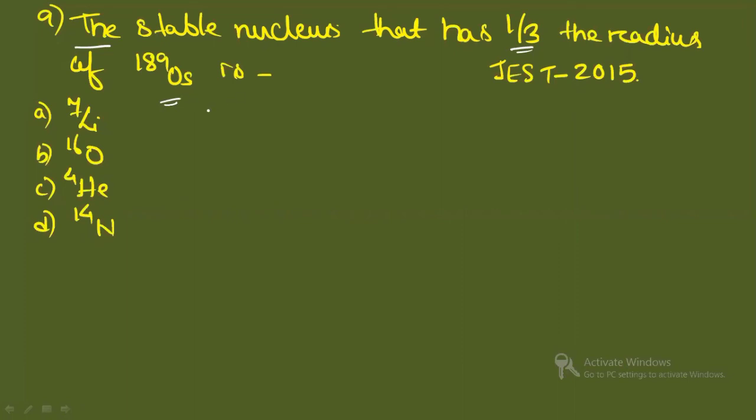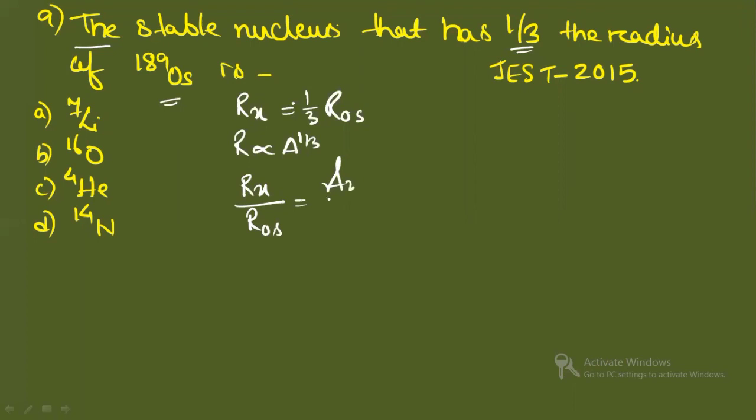So here it is said the radius of the stable nucleus, I'm considering it to be Rx, equals 1/3 the radius of osmium, right? We already know that the nuclear radius is proportional to A to the power 1/3. So we can write the comparative radii formula. The radius of osmium is equal to the mass number of this, to the power 1 by 3.